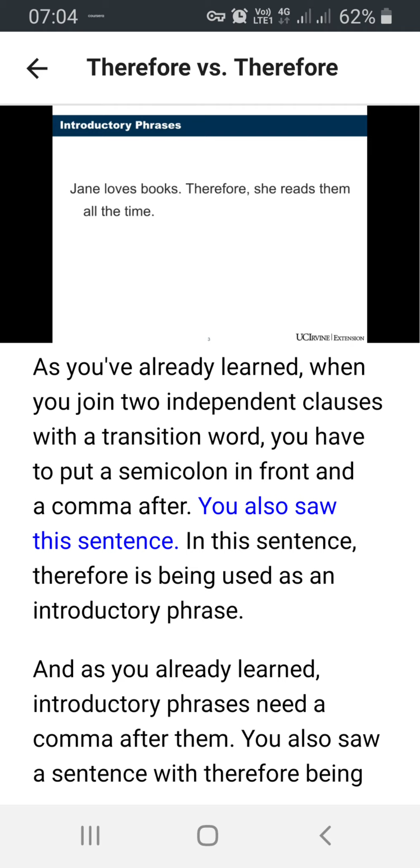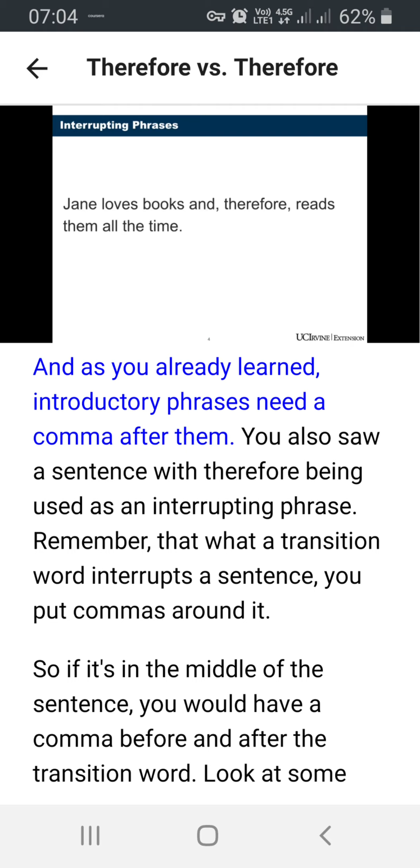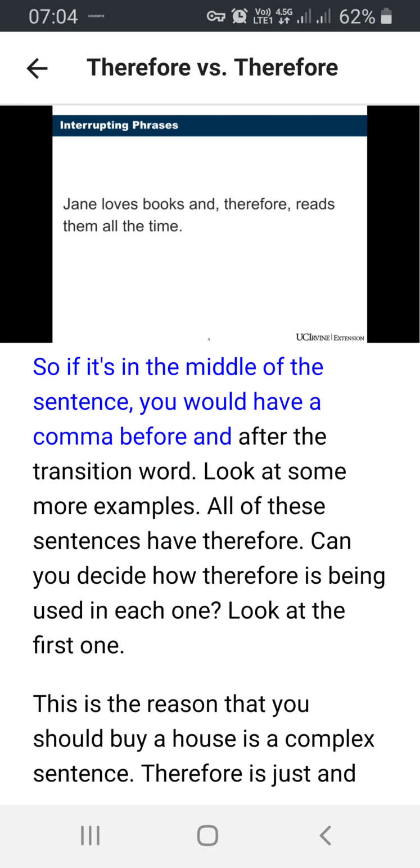You also saw this sentence. In this sentence, therefore is being used as an introductory phrase. And as you already learned, introductory phrases need a comma after them. You also saw a sentence with therefore being used as an interrupting phrase. Remember that when a transition word interrupts a sentence, you put commas around it. So if it's in the middle of the sentence, you would have a comma before and after the transition word.